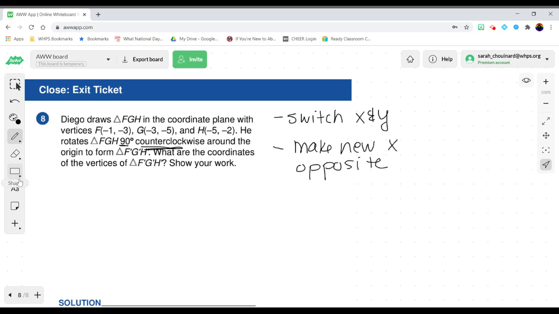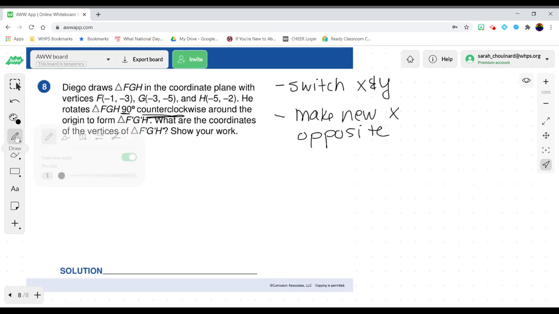All right, so let's go coordinate by coordinate. It's kind of nice when they give you the coordinates because you don't have to do the extra work like we did for the actual plotting. So I'm going to switch X and Y to get F prime. And then the new X coordinate needs to be opposite. So it's going to be +3, -1.